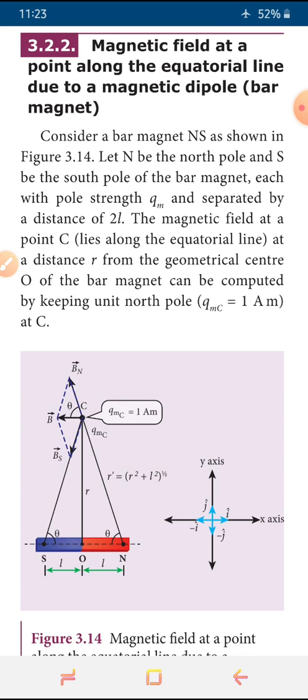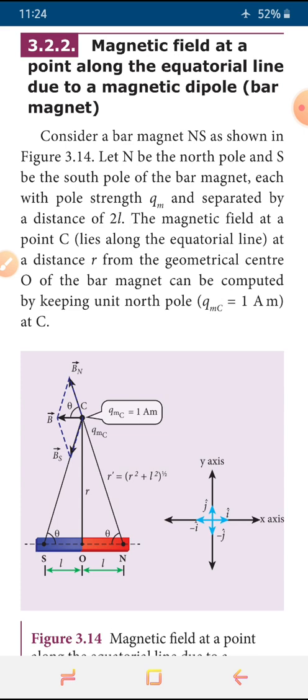In figure 3.14, there is a magnet. A bar magnet is given. The midpoint of the bar magnet is O. Two poles are there in this magnet, north and south polarity. How many poles are there? North and south polarity, two poles. Now this north pole is placed at a distance of L from O, and the south pole is at a distance of L from O. The total length of this magnet will be taken as 2L.